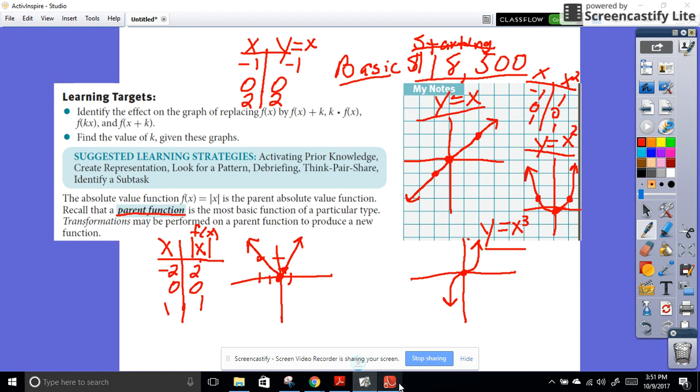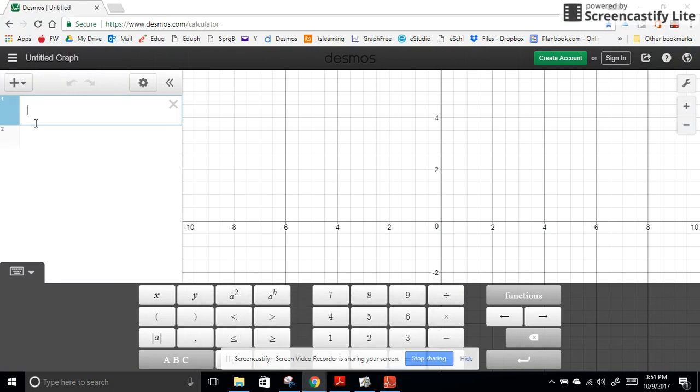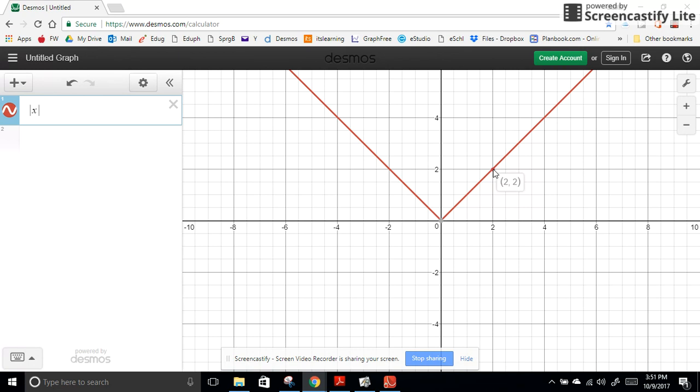Now, don't forget, you can always go over to Desmos and type in, there's the absolute value button, absolute value of x. It'll show you what it looks like. You can come over here and click on it. It'll give you y values. It'll show you what they are. Okay. There's 1, 1 over here. Click on it anywhere you want. It'll show you if you plug in -1.